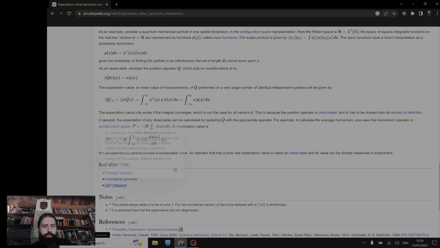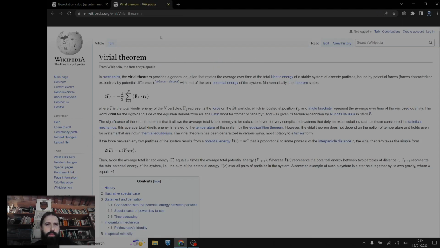Virial theorem. In mechanics, the virial theorem provides a general equation that relates the average over time of the total kinetic energy of a stable system of discrete particles bound by potential forces to that of the total potential energy. Okay.